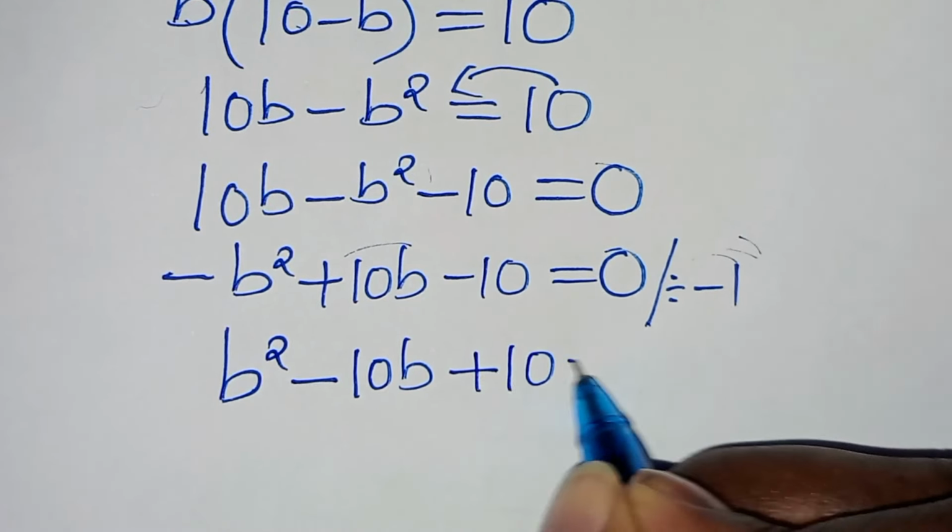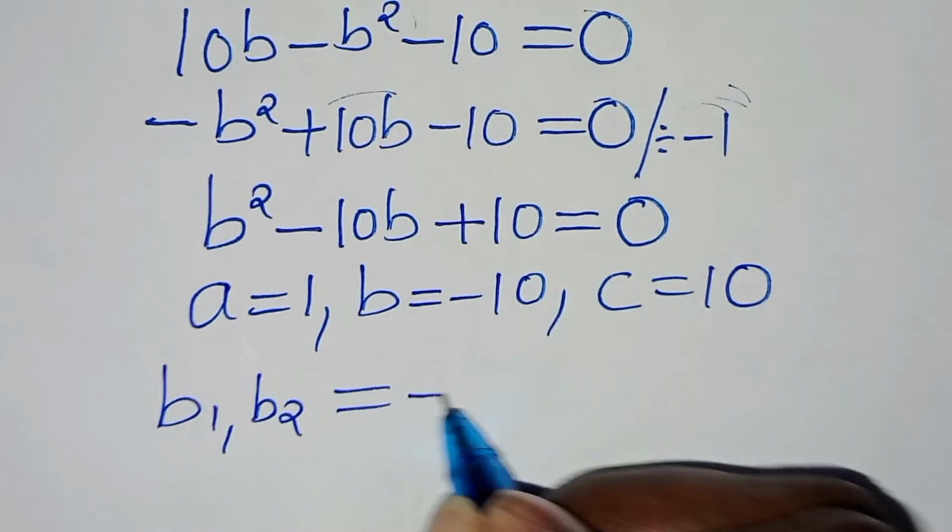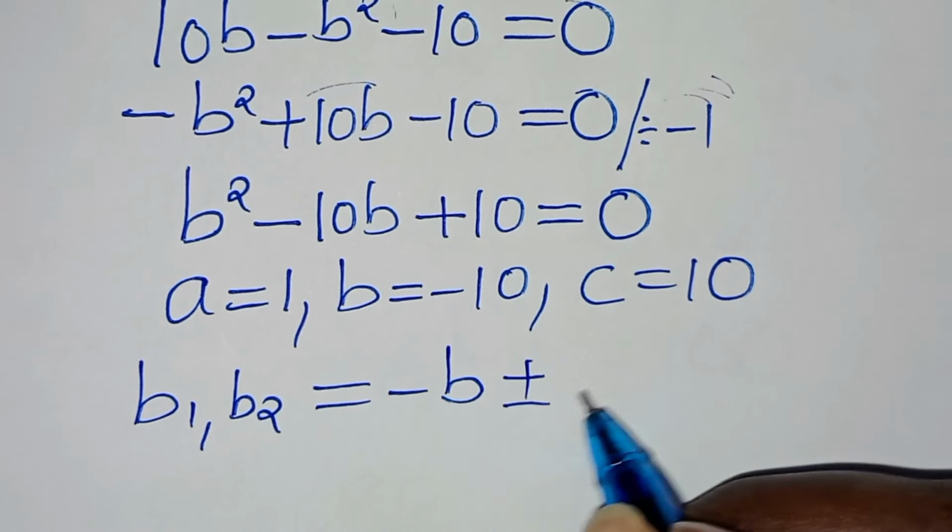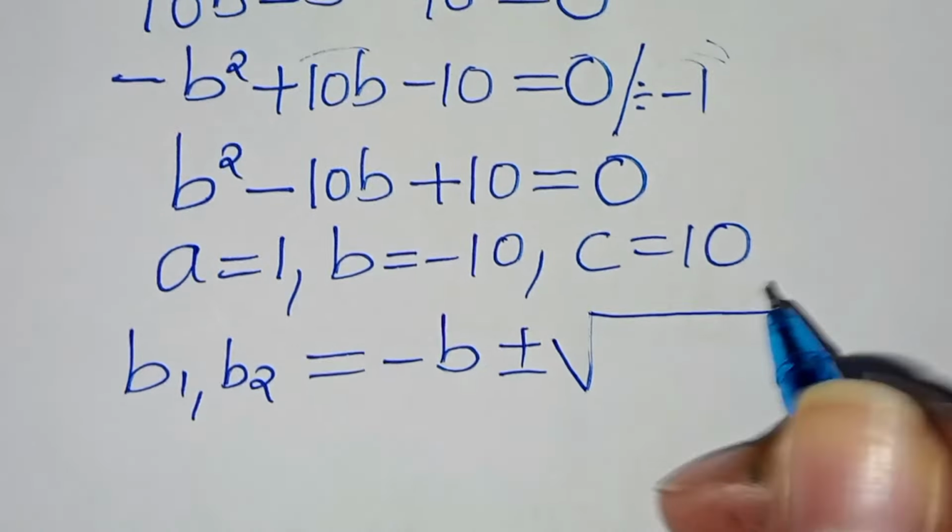To solve for b1, b2, we apply the quadratic formula, that's minus b plus or minus the square root of b squared minus 4ac, everything here divided by 2 times a. So let's substitute the values of a, b, and c, so that we have minus (minus 10) plus or minus the square root of (minus 10) squared minus 4 times a, which is 1, times c, which is 10. Everything here divided by 2 times 1.